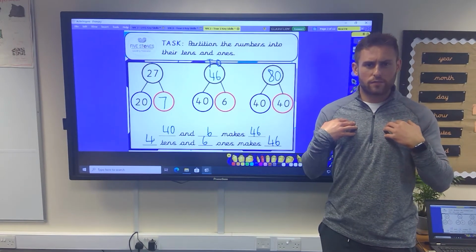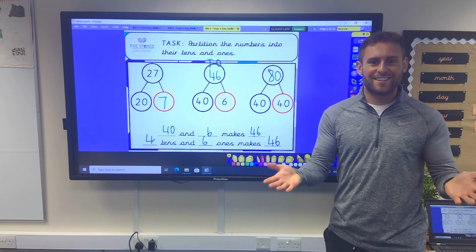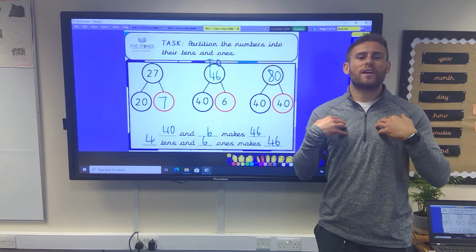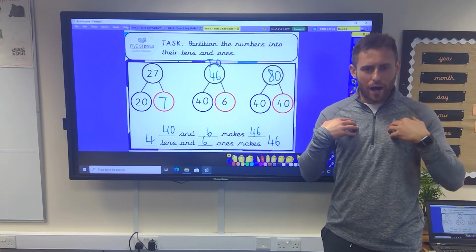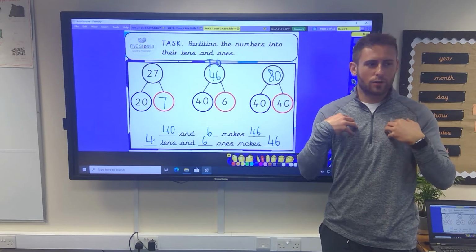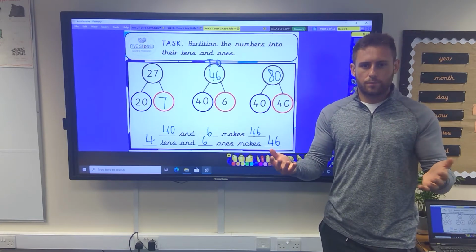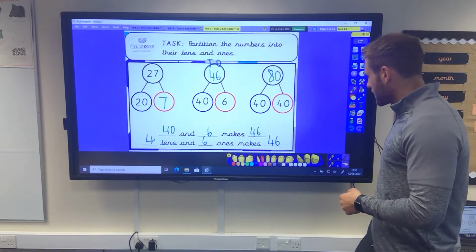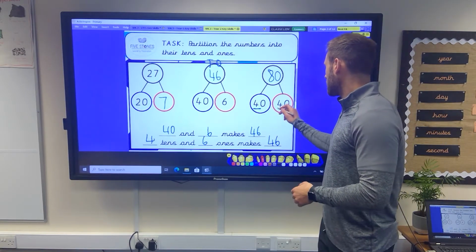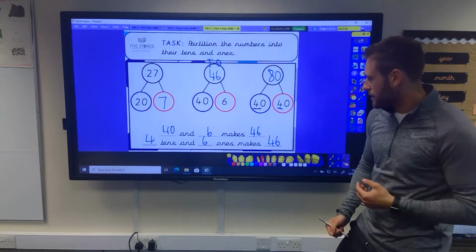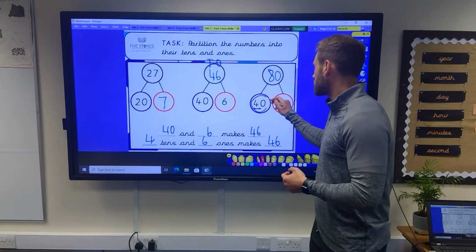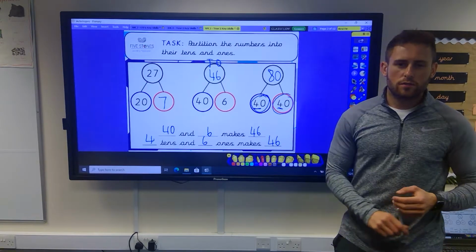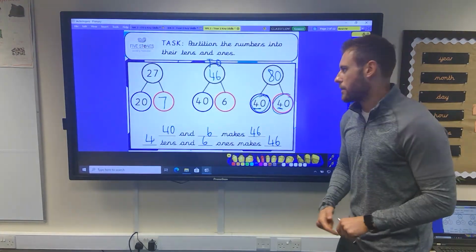Double 4 is 8. A part of 4 and a part of 4 makes the whole of 8. So with those 2 sentences, we can use our double facts of our single digit numbers to help us with our double facts of our 2-digit numbers as well. So really think about that.